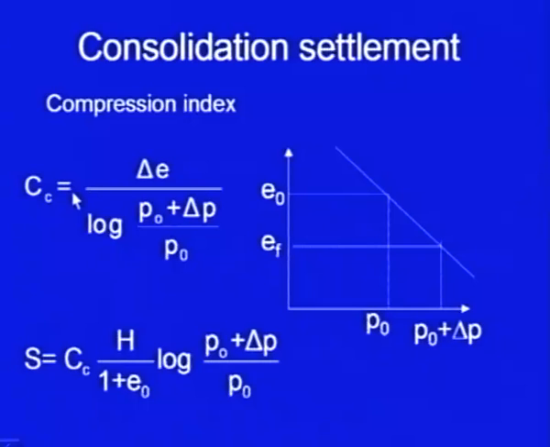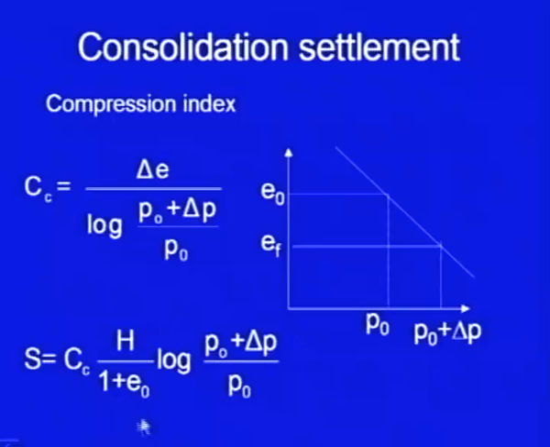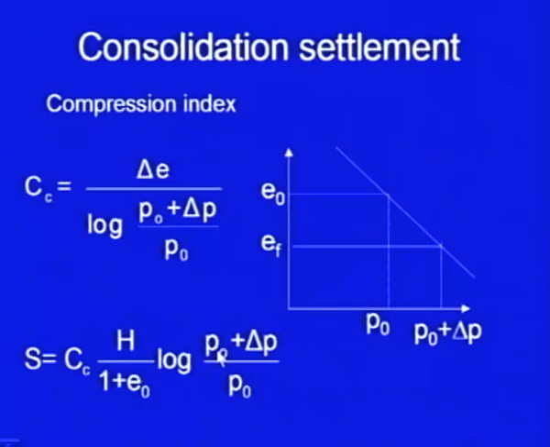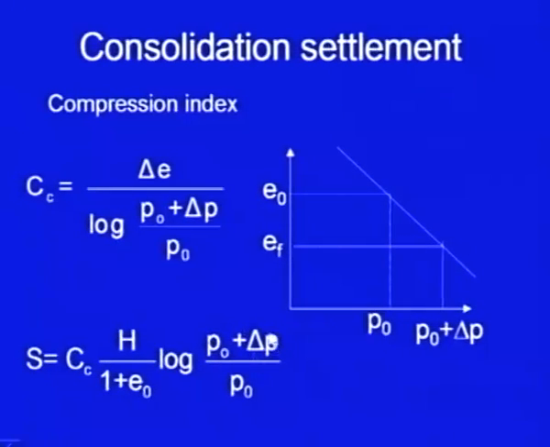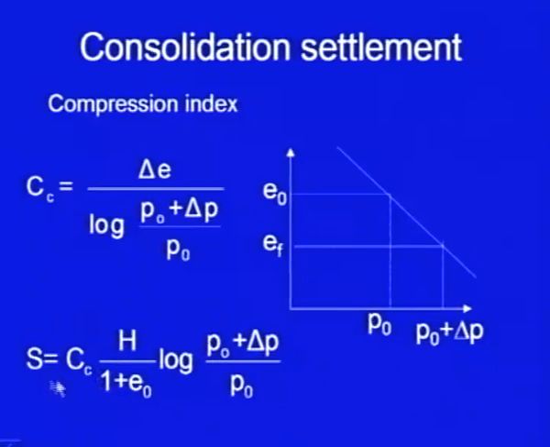Combining this equation and the previous equation of the settlement, I can get this expression for the settlement. S is equal to compression index multiplied by thickness of the layer for which you are calculating settlement, divided by 1 plus e naught, the initial void ratio, and then log of (P0 plus delta P) upon P0. P0 is the initial effective pressure when there was no building and the settlement was only because of the soil. Delta P is the incremental pressure because of the surcharge or the building. Log of this, multiplied by this, gives you the settlement of the particular layer.